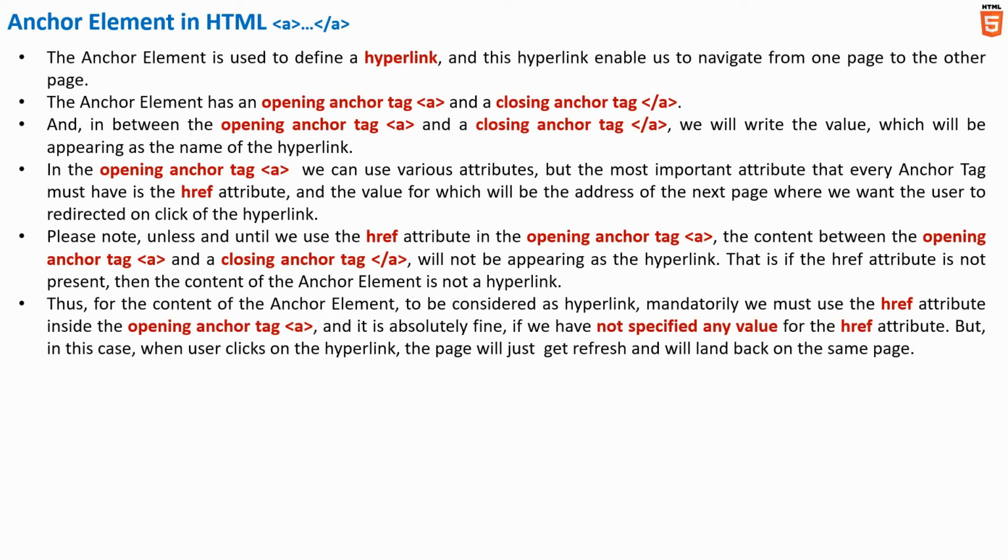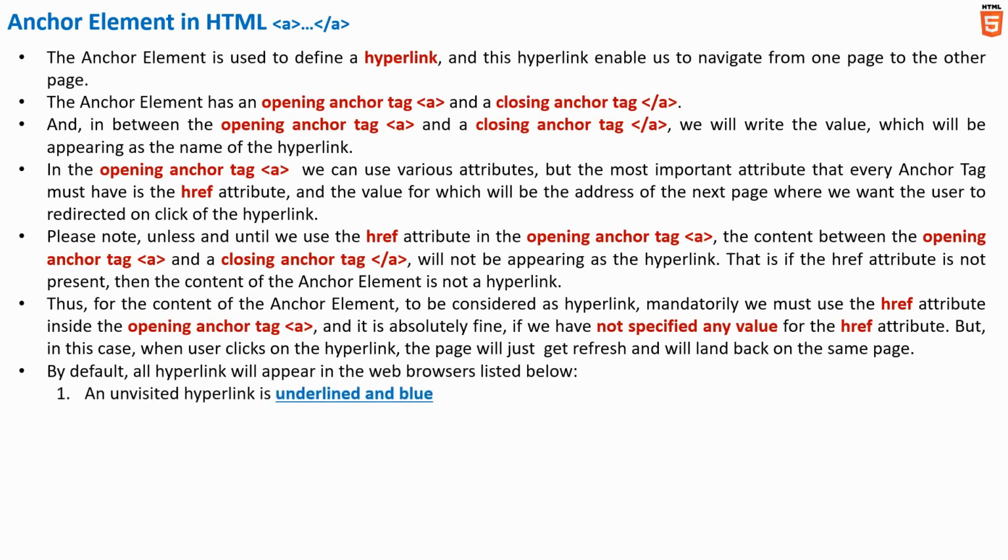There are a few more important things with respect to the hyperlink, that is, by default all hyperlinks will appear in the web browser as listed below. That is, an unvisited hyperlink is underlined and blue in color. A visited hyperlink is underlined and purple in color. And an active hyperlink is underlined and red in color.